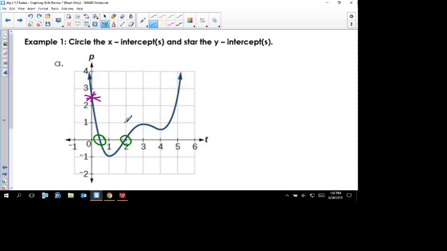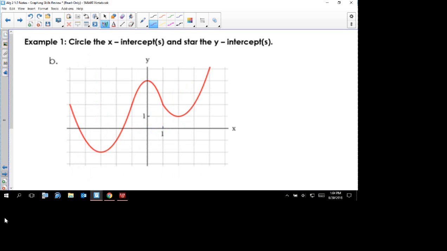Can you try the second one? Circle the x-intercepts. Star the y. So we're going to star the y-intercept and circle the x-intercept. Look good? Moving on.